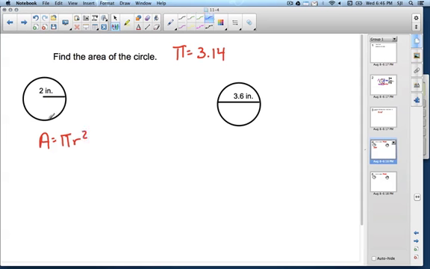So now that means anywhere that I see r, I can substitute that with 2. So area equals pi times 2 squared. Now remember, with the order of operations, it states that we have to do all of our exponents before we can multiply. So that means you have to square the radius and then multiply it by pi. That's the most important thing about this whole formula. First, you're going to square the radius, and then you're going to multiply it by pi.